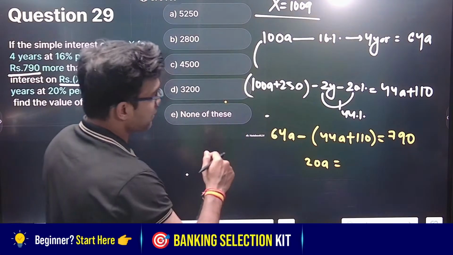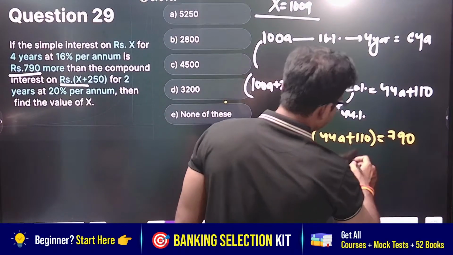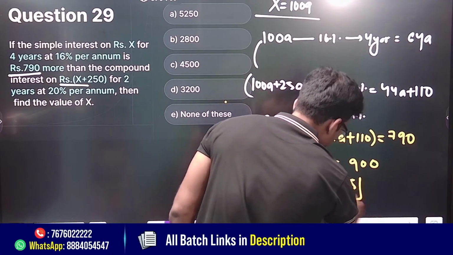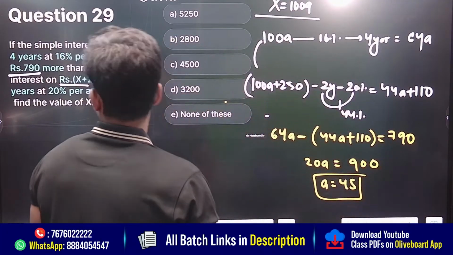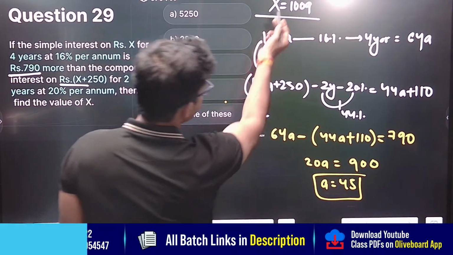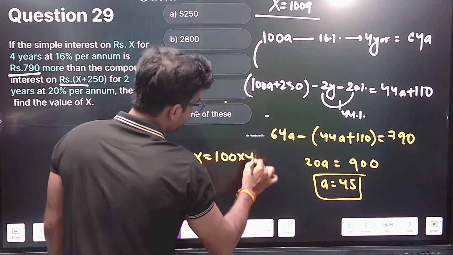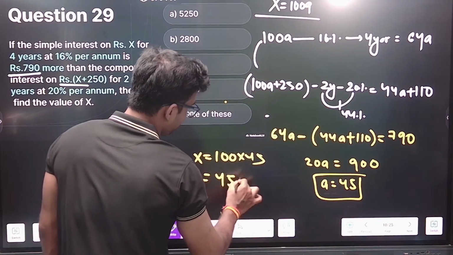Minus, that will be plus, na? That would be plus, that will give you 900, right? A is equal to 45. If A is 45, then find the value of X. X is basically 100A, so X equals 100 into 45, which is nothing but 4500.